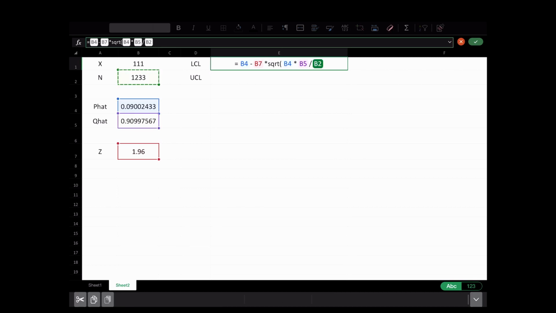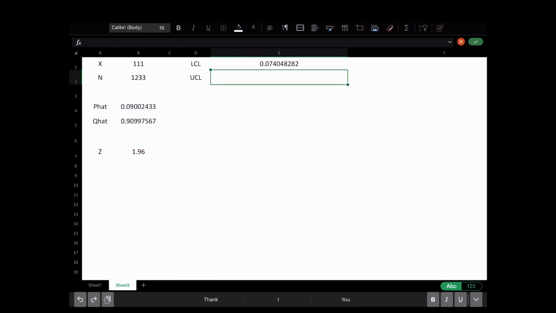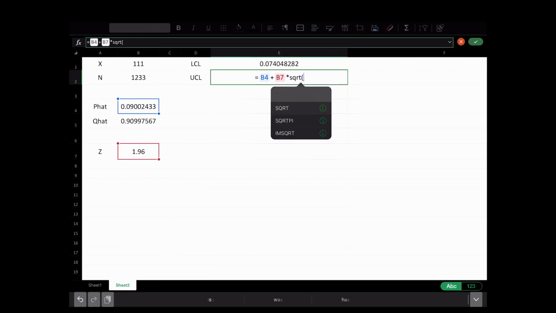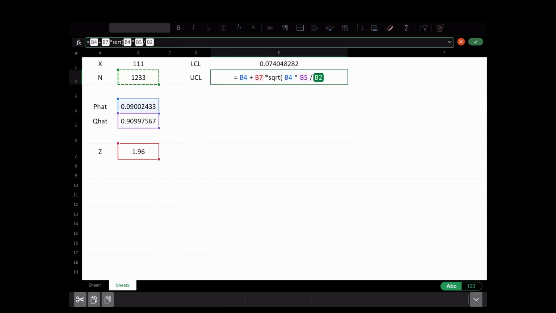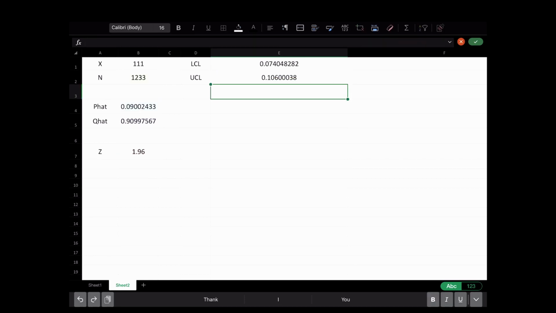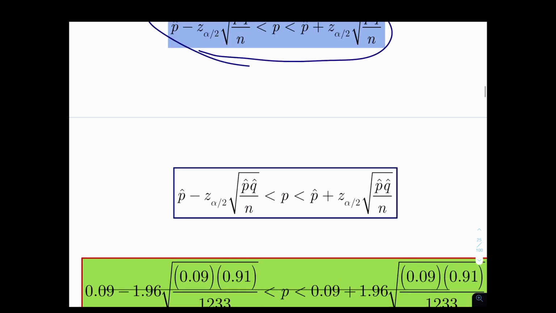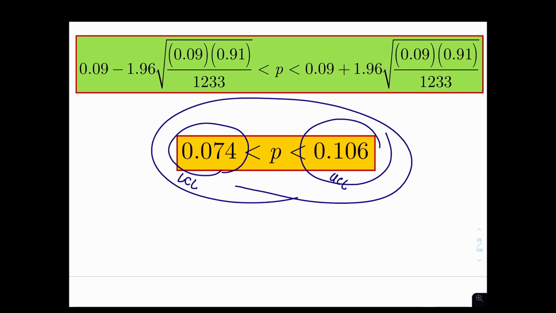So p hat minus the z-value times the square root of p hat times q hat divided by n. That will give me the left-hand side, the lower confidence limit. And the other side, same thing, p hat, but this time plus the z-value times the square root of p hat times q hat over n. That will be the right-hand side. And you'll notice it's the same answer you get on the PowerPoint. So let me go back, and that's the value you get for estimating the percentage of a population. Thank you.